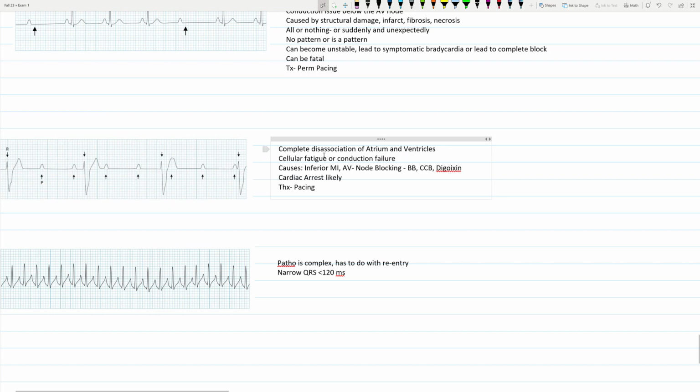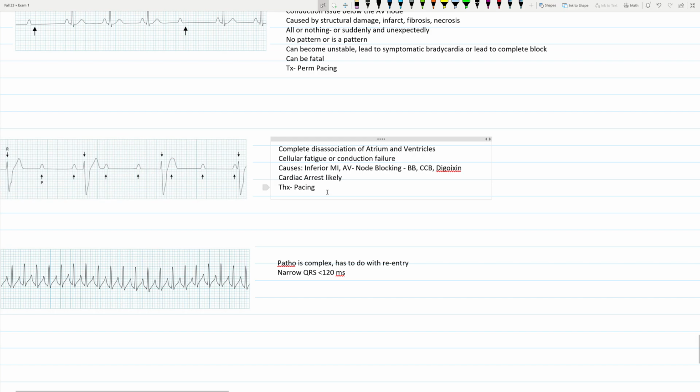So looking at the notes over here, complete dissociation of atrium and ventricles. This could be caused by cellular fatigue or conduction failure. The causes can be similar to above: inferior myocardial infarction, AV node blocking, so something's blocking the atrioventricular node. We can be taking beta blockers, calcium channel blockers, digoxin. Okay, cardiac arrest is likely. This will not perfuse the patient. They will have organ failure and demand ischemia of the heart because the heart always feeds itself. So we can have cardiac death and we'll go into heart failure. We'll go into cardiac arrest.